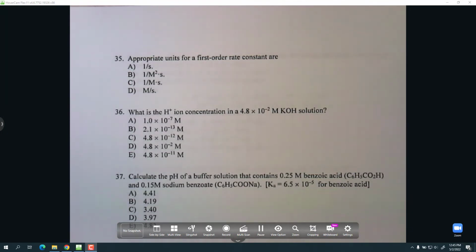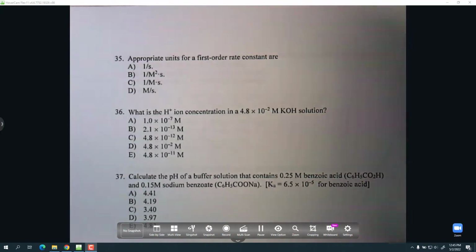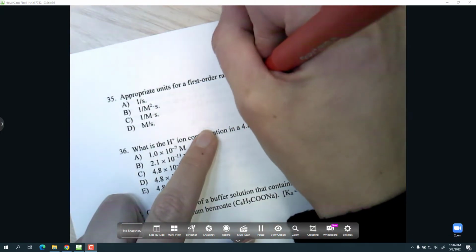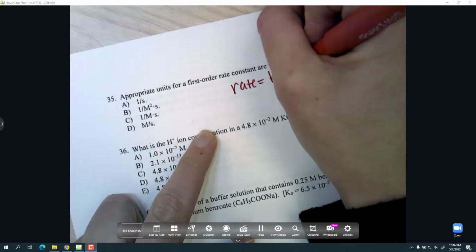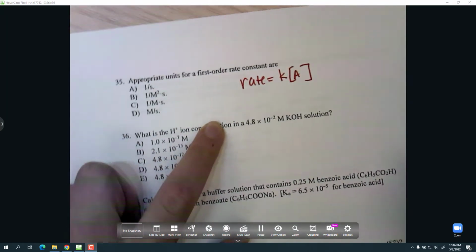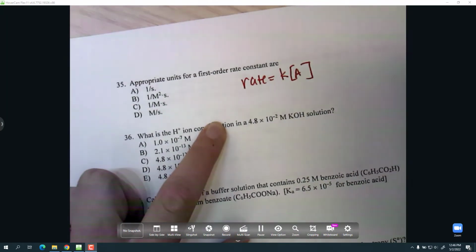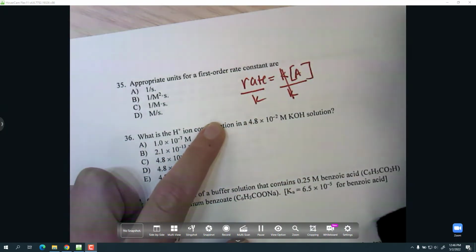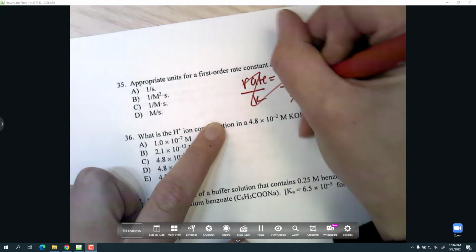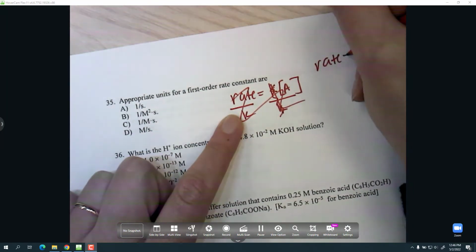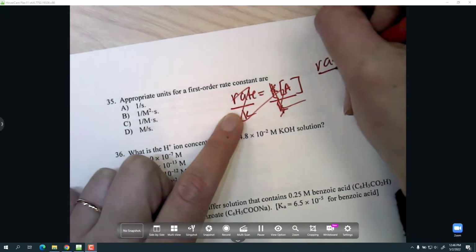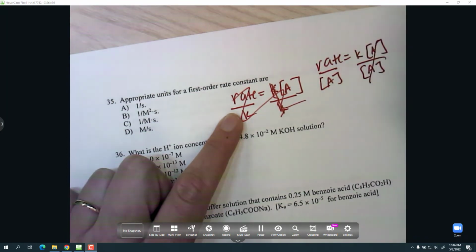Appropriate units for a first order rate constant. If you don't know this, then write a rate law. For a first order reaction, solve for the rate constant. Oh, whoops, sorry. Okay, write the rate law. Solve for the rate constant, like I said, but not what I did. There we go. And then write in the units.